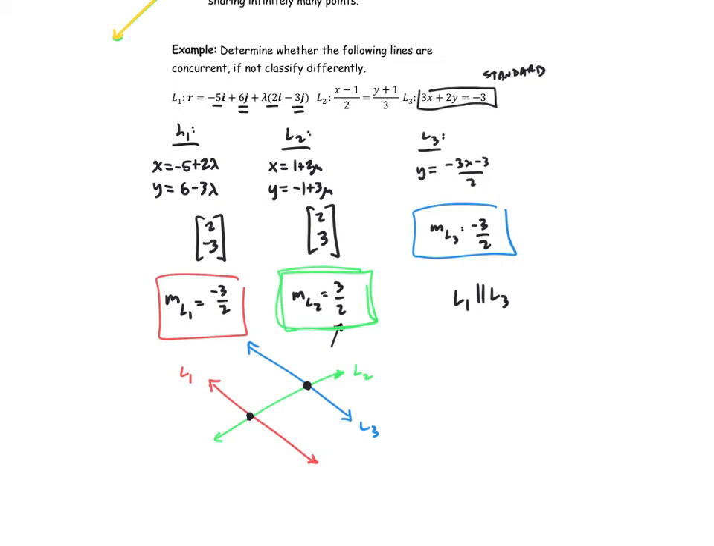Is it possible that I just, based on my human mind, decided to sketch them as parallel because they had direction vectors that were equal? Potentially. What I could do is see if this point, -5, 6, satisfies L3. So let's do that real quick and classify whether or not L1 and L3 are concurrent.